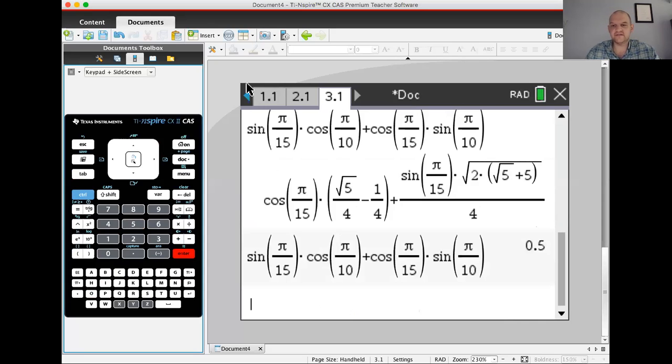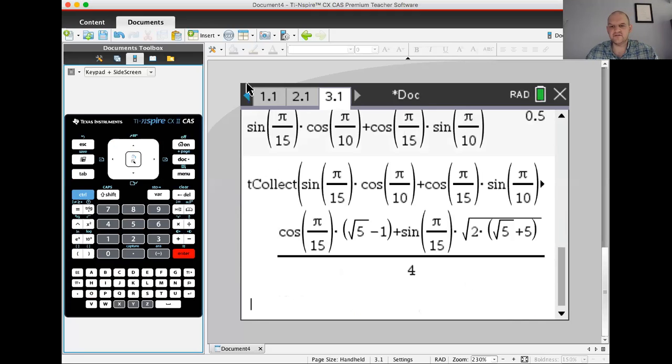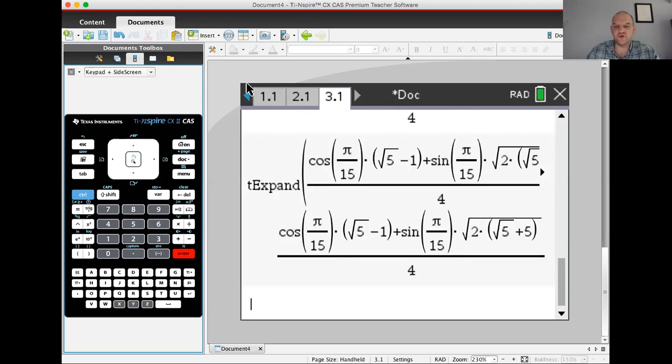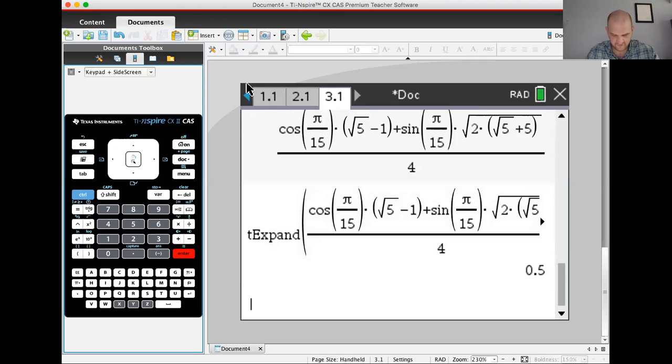Okay. I don't know what is happening here. You know what? Let's do a t collect, because it feels like that should be it. Get an exact value. No, what? How about t expand? I mean, it's definitely 1/2. Like it, nope, nope, nope. So control enter gives me 0.5, which is what I was expecting. I don't know what's going on there.